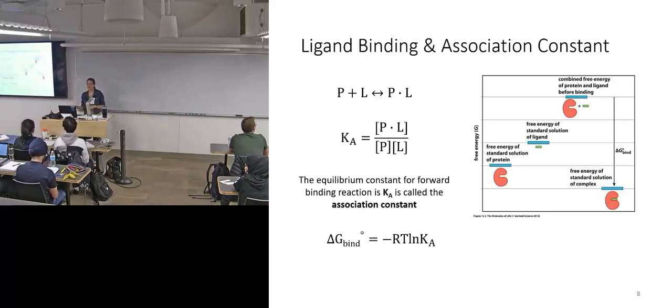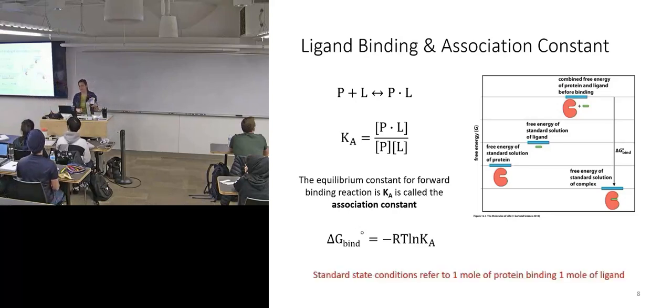This is just one example drawing, okay? You could imagine that these are flipped. It doesn't always have to look this way, but this is one example. And then just recall standard state means we're talking about 1 mole of protein binding 1 mole of ligand.